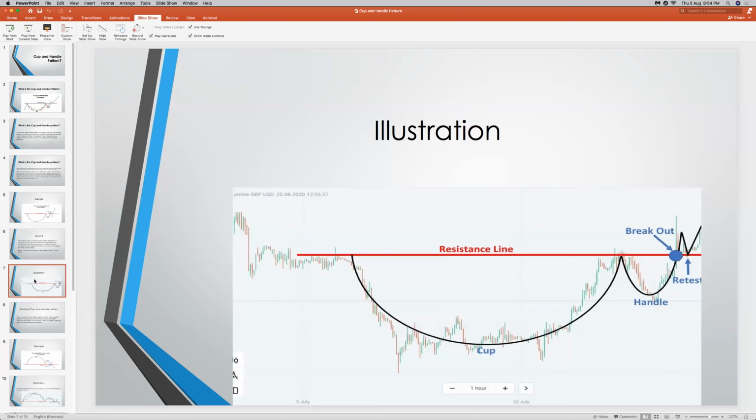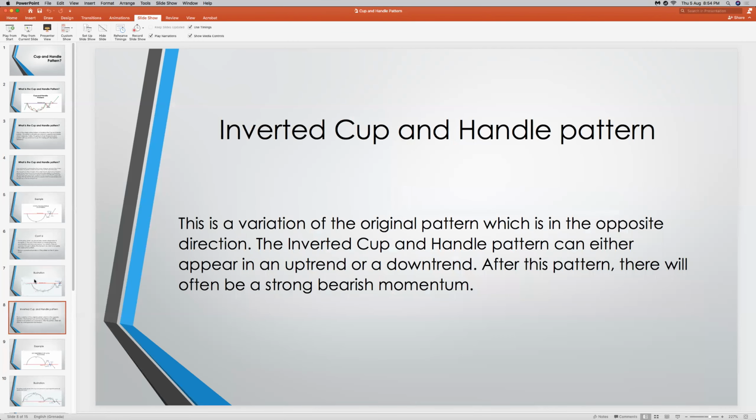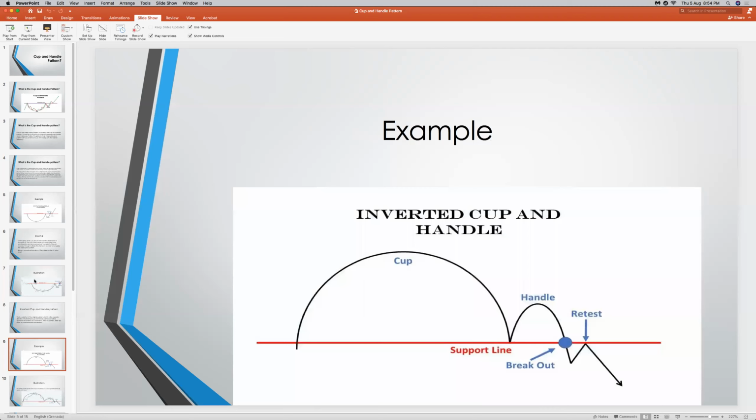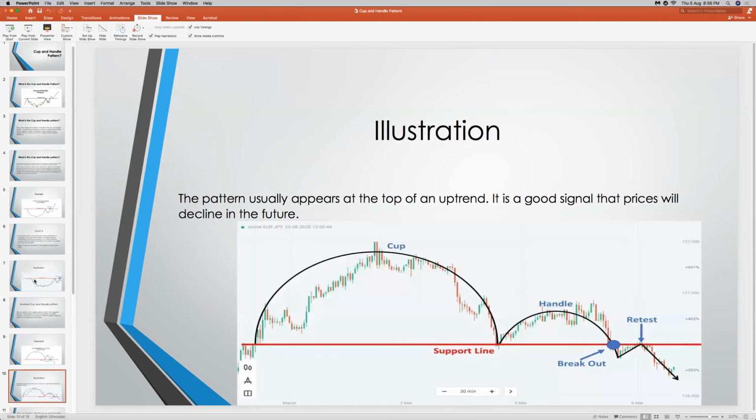So this was our cup and handle. And then we moved on to the inverted cup and handle again. Remember, we're not getting in prematurely. It is not the cup by itself, but it is the cup and the handle, and it has to break through support or resistance. Then it retests that area, and we know we're getting in for the buy, or for the sell in the case of an inverted cup and handle. And this is it here in action.